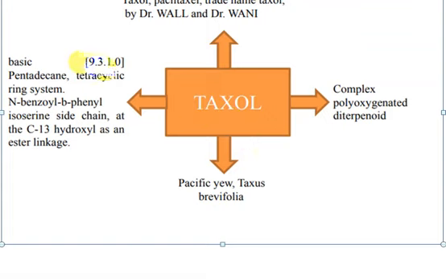So this is its IUPAC name. This is basically a 9310 pentadecane type tetracyclic system, right? In the square brackets we have 4 numbers, and these 4 numbers indicate that it's a 4-membered ring, right? And in this ring we have the N-benzoyl beta phenyl isoserine side chain, right?